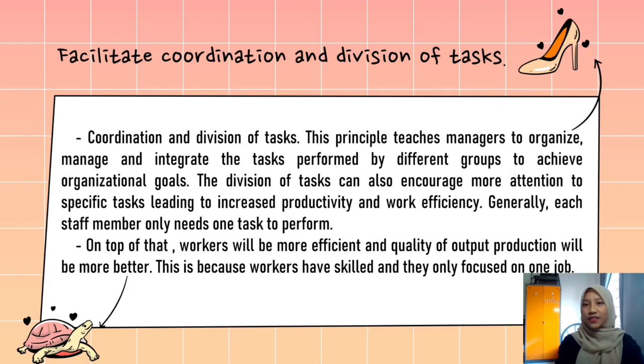Facilitate coordination and division of tasks. This principle teaches managers to organize, manage, and integrate the tasks performed by different groups to achieve organizational goals. The division of tasks can also encourage more attention to specific tasks, leading to increased productivity and work efficiency. Generally, each staff member only needs one task to perform. On top of that, workers will be more efficient, and the quality of output production will be better. This is because workers have skill and they focus on one job only.